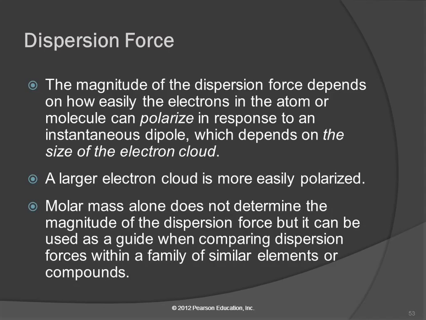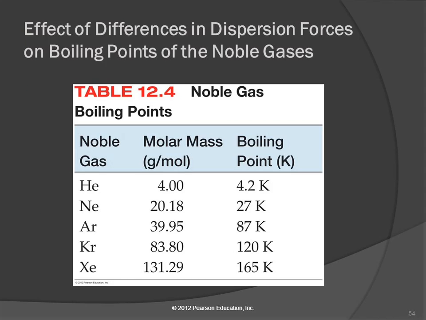So larger atoms have larger dispersion forces. So molar mass can be used as sort of a guideline. It's not the only thing that determines the magnitude of dispersion forces, but if you compare similar compounds or similar atoms, the strength of the dispersion force will vary along with the molar mass. So what on earth are you talking about here?